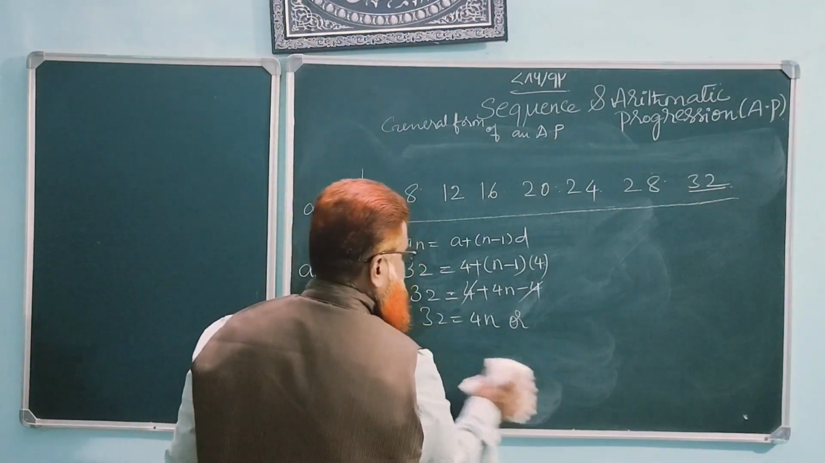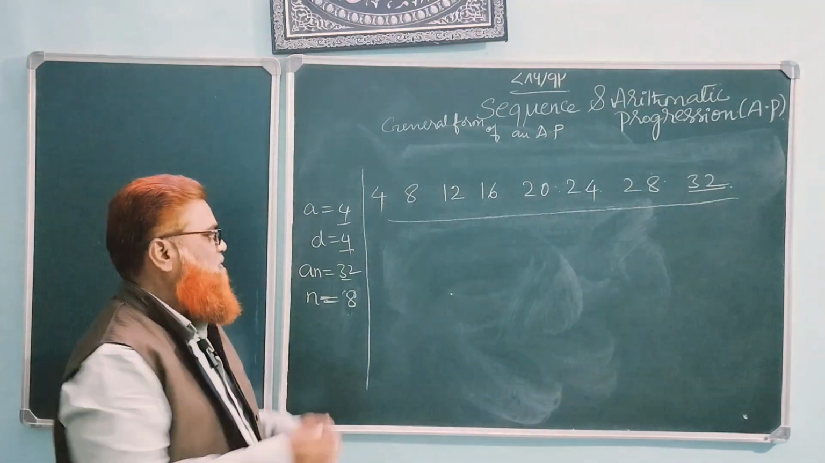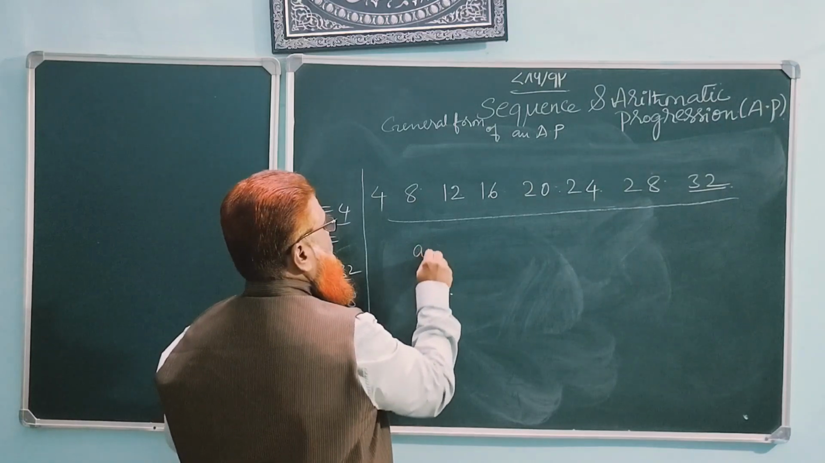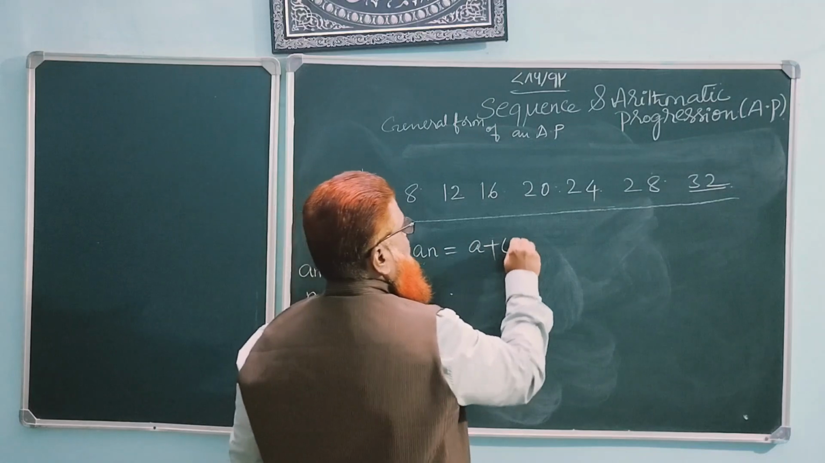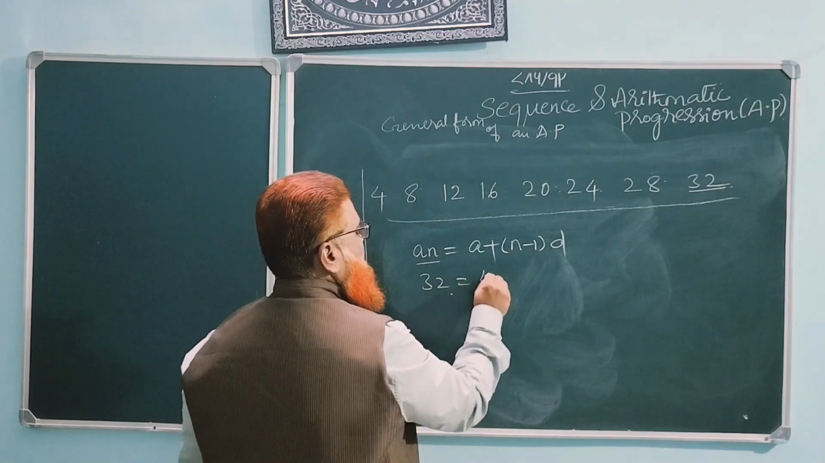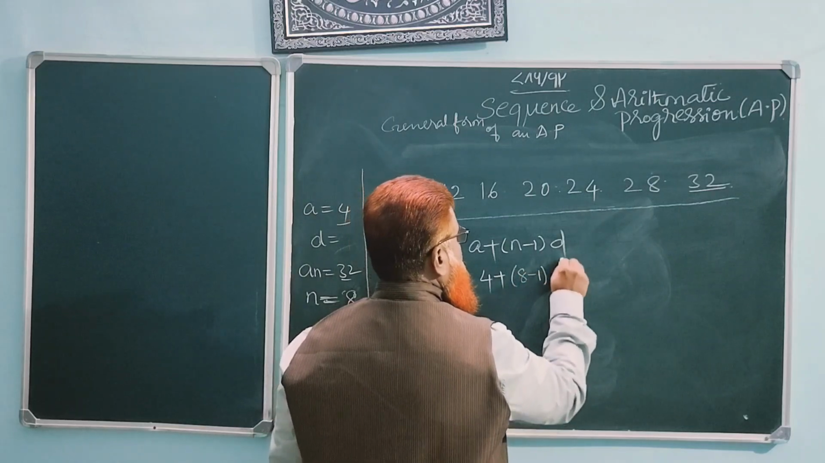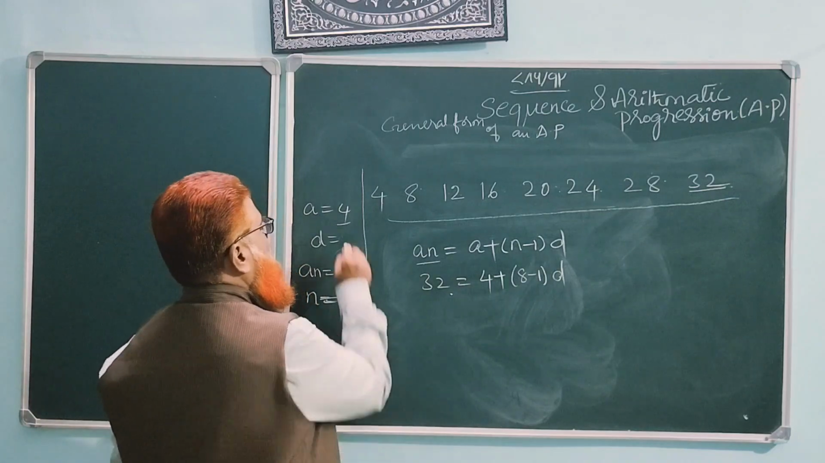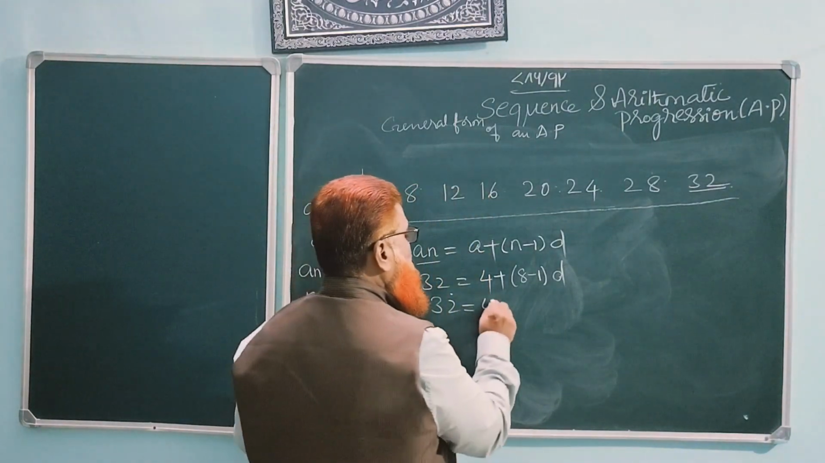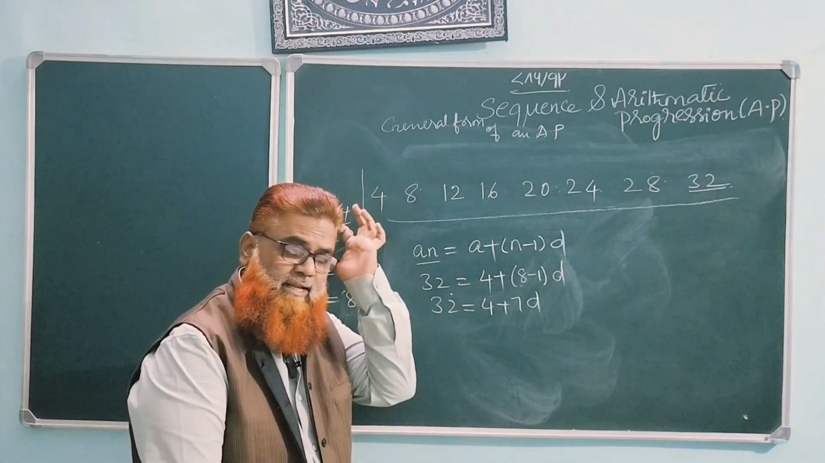Rather, I would miss some of the things. Now I am going to miss the d. Let's see what happens. We have to find d. An is equal to a plus n minus 1 into d. What is an? 32. What is a? 4, plus what is n? 8 minus 1. And what is d? We don't know. We have to find it. 32 is equal to 4 plus 8 minus 1, how much is it? It is 7d.